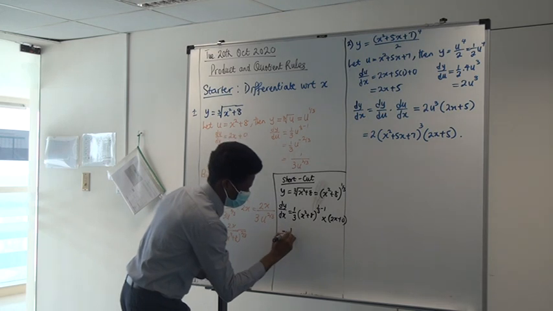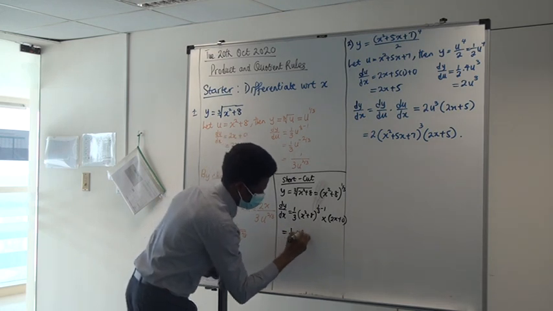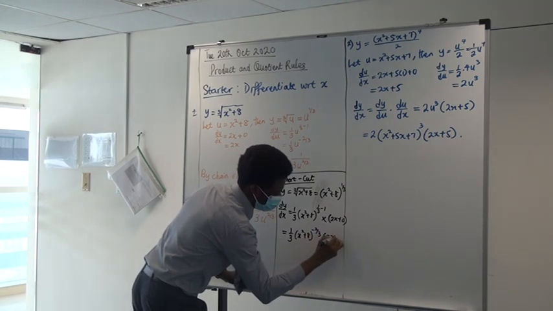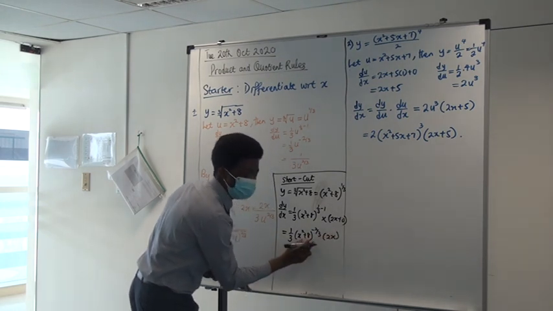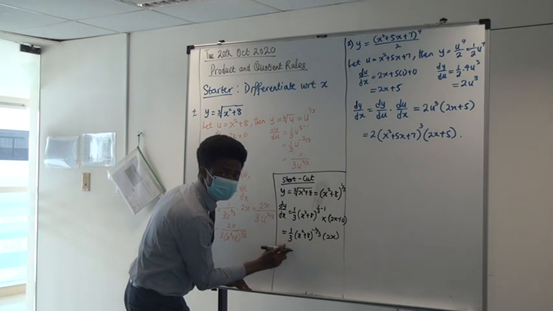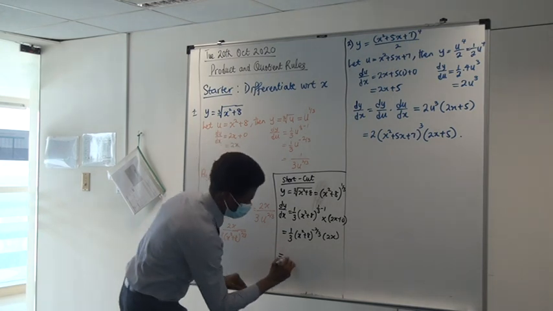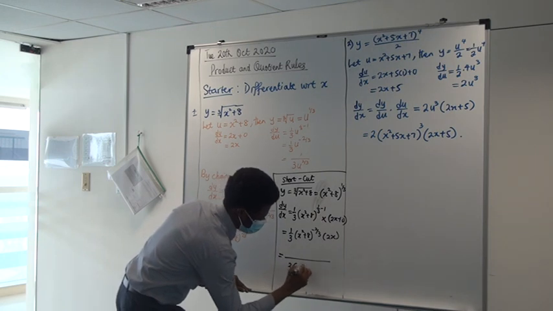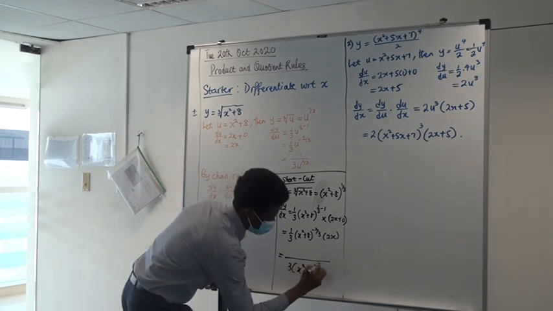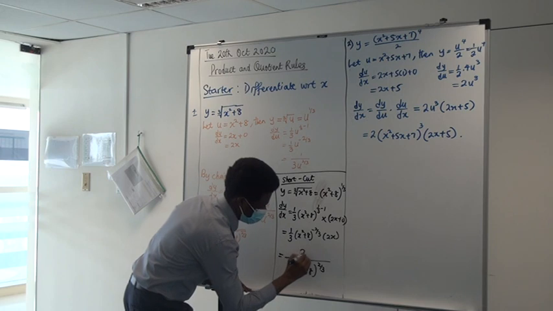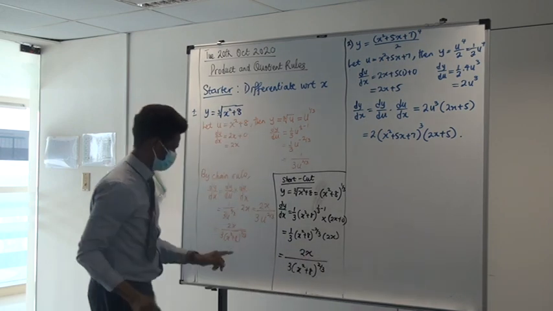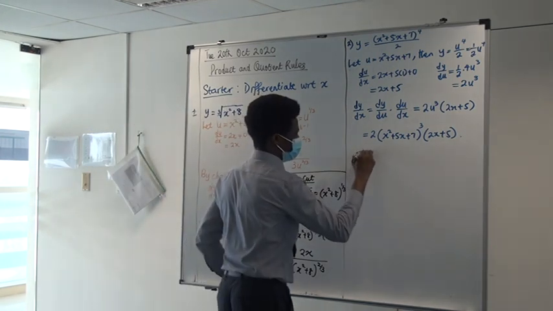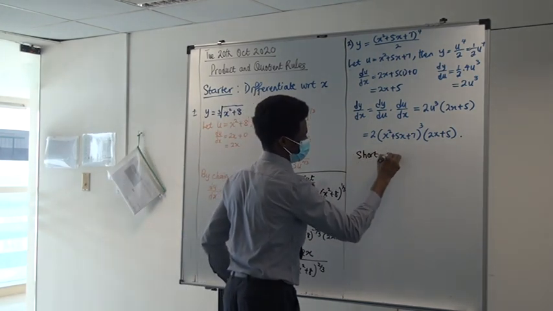Because this is going to be 1/3 (x squared plus 8) to the negative 2/3, times 2x. So this will be the numerator, this will go down and join 3. I write the denominator first, 3 (x squared plus 8) raised to power 2/3, and at the top I have 2x. And that's exactly what we got here. If you do this by shortcuts, it's the same way.